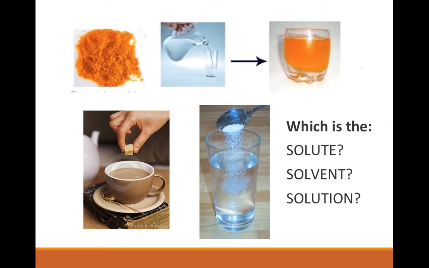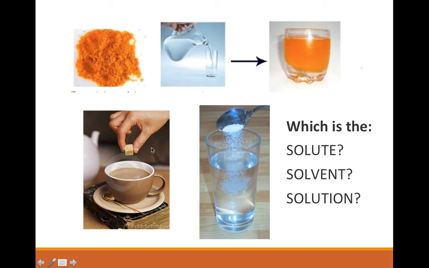Here are some examples. Up at the top here, we have some powdered drink mix, probably Tang, and we're mixing it with water. Which one is the solute, which one's the solvent, and which one's the solution? Remember, the substance that dissolves is called the solute. So this orange powder is being dissolved in the water. So this is the solute, the water is the solvent. Here is the solution. Water in most cases is going to be a solvent.